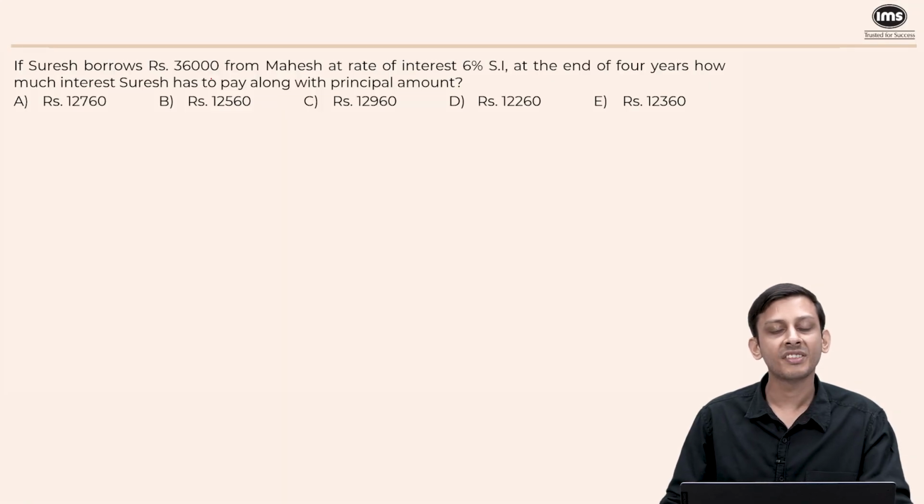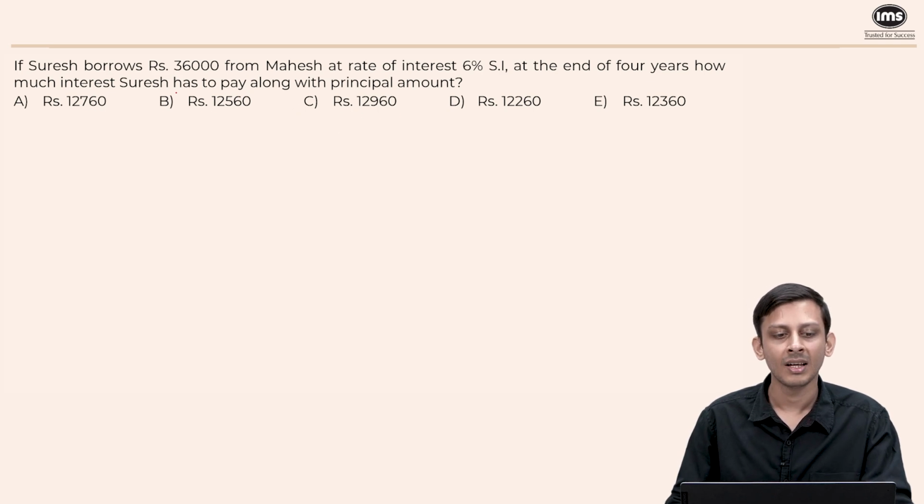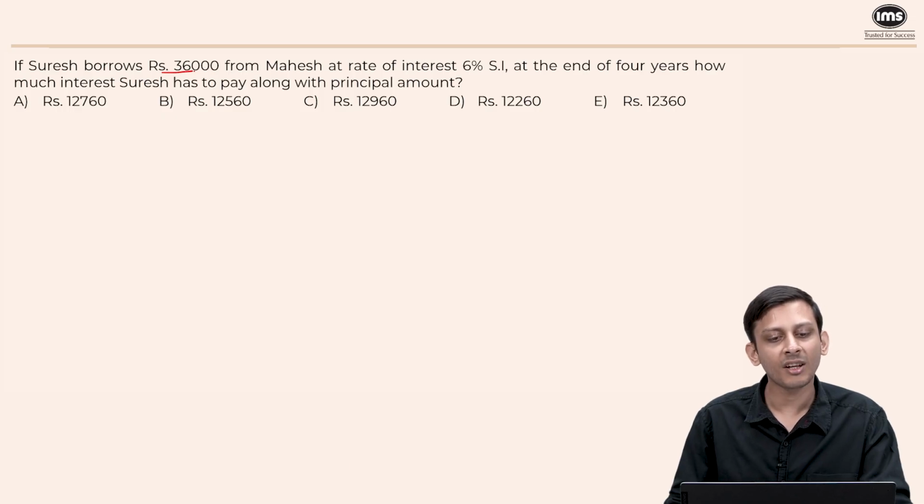If Suresh borrows 36,000 rupees from Mahesh at rate of interest 6% simple interest, at the end of 4 years, how much interest Suresh has to pay along with the principal amount? Now, this is another question in which there is a mistake. None of the given options is correct. So let us see what should have been the correct answer. Now, Suresh is borrowing 36,000 rupees, that is the principal. We have simple interest, 6%, and time period is 4 years.